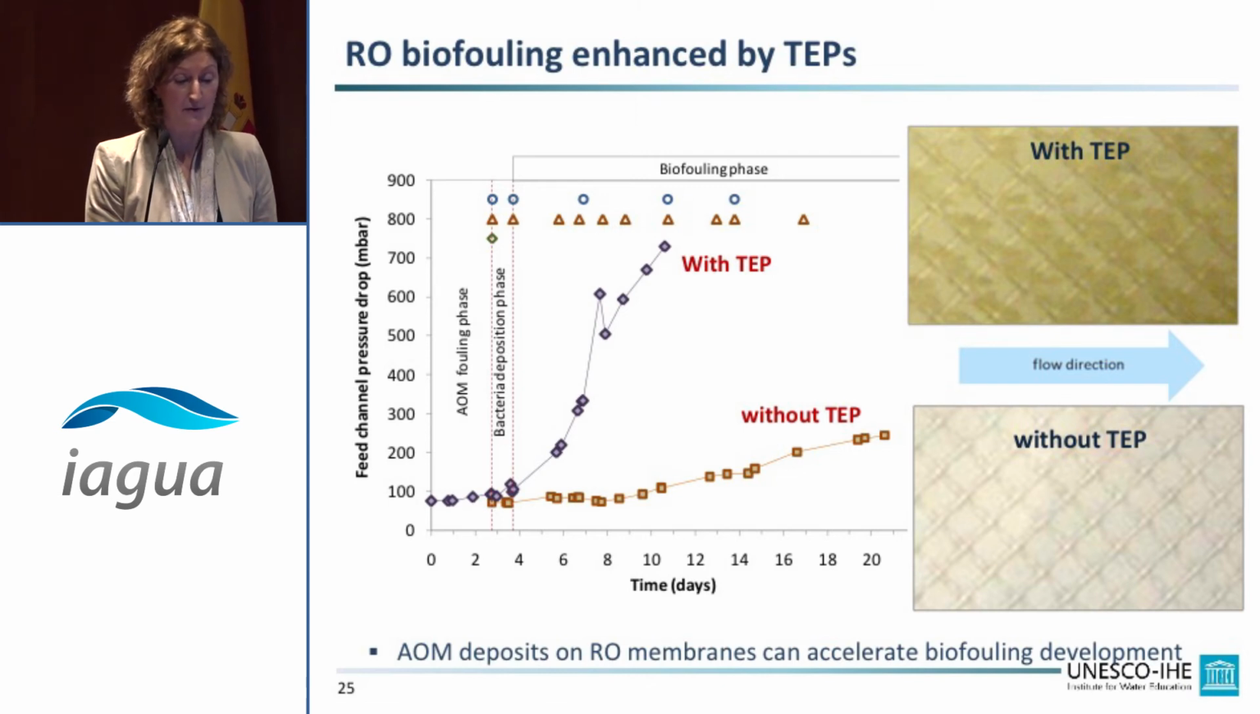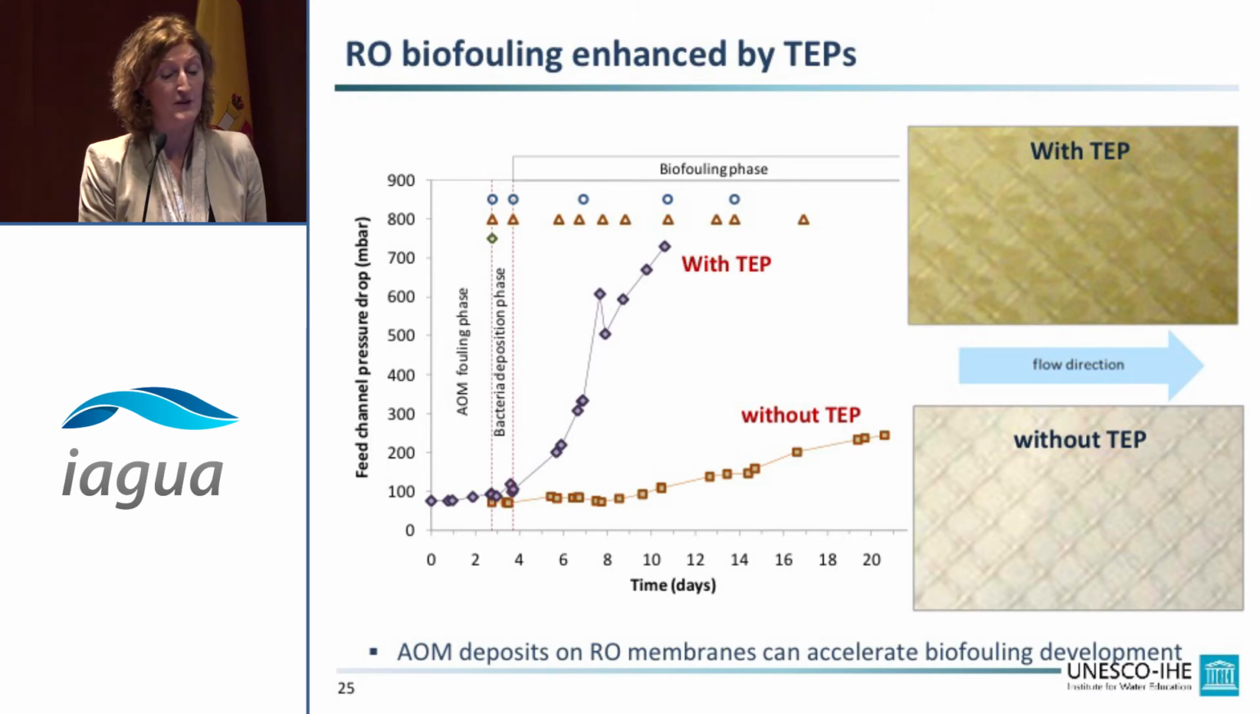What you see is that the two MFS systems which had no TEP show only a small increase in the pressure, because there's no sticky layer already there for the bacteria to adhere to. But once you have the sticky layer there, you see that the pressure drop increases exponentially. So we came to the conclusion when we looked at the two systems with TEP, we also measured the ATP per square centimeter, and it was much higher on the membranes which were coated with TEP compared with the ones without.